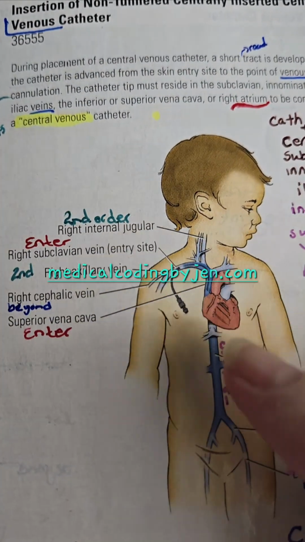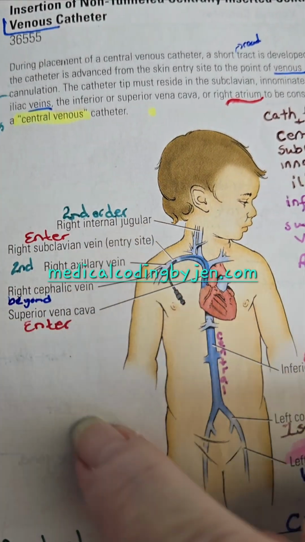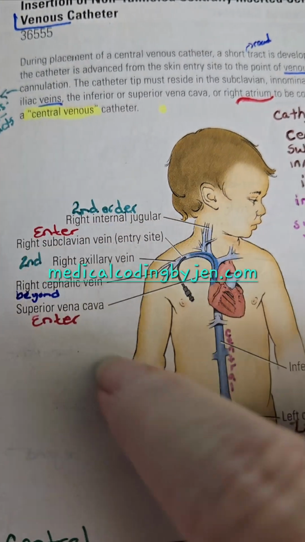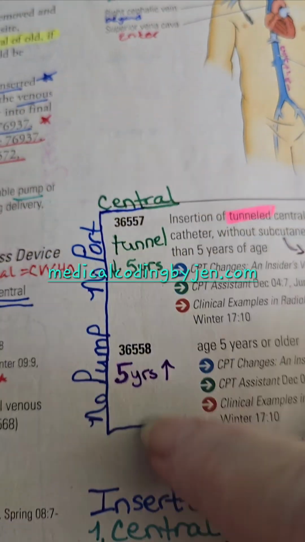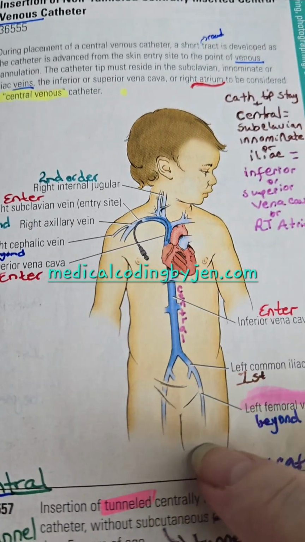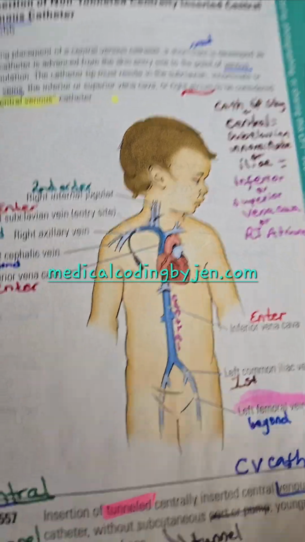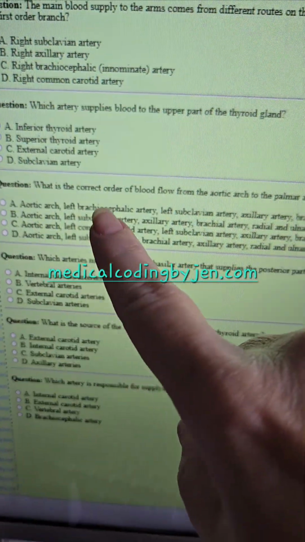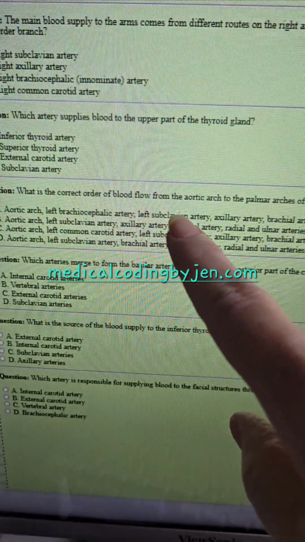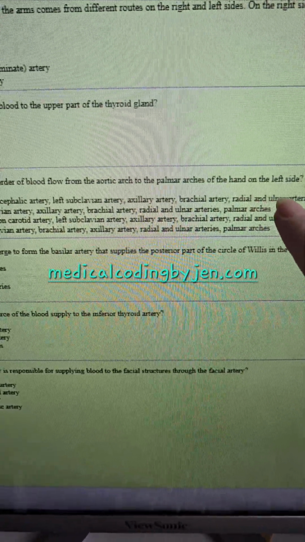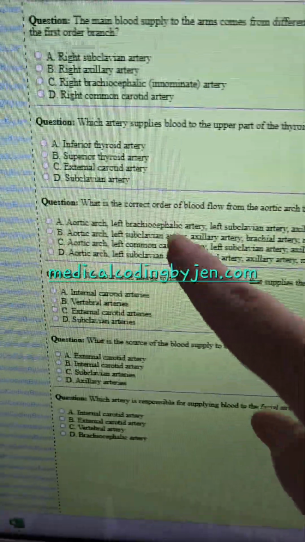Using my notes or making your own notes in your CPT book will definitely help as you're going through these codes that go along with these pictures. This will make it super helpful, but over to Appendix L. Here's our question. What is the correct order of blood flow from the aortic arch to the palmar arches in the hand on the left side?